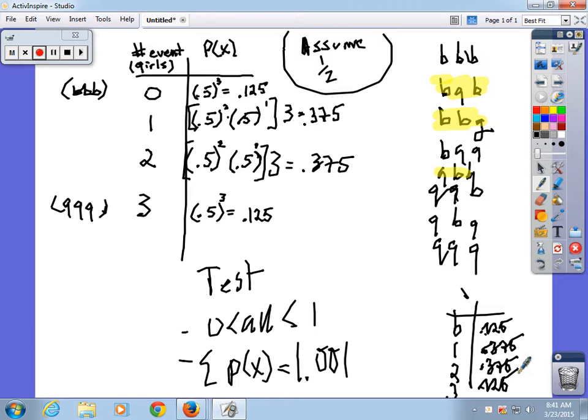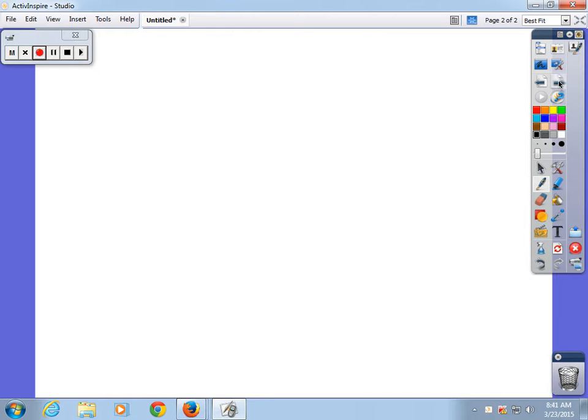Now, if your probability is 0.5, then you don't have a problem. Where does the problem come in? It's when they change the probability. So let's say we did the same problem, and we want to make a chart out for the probability of girls.